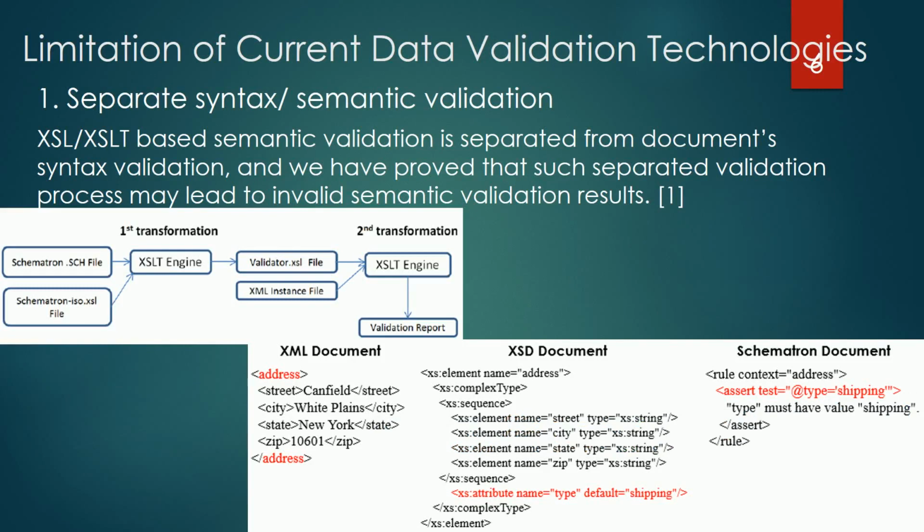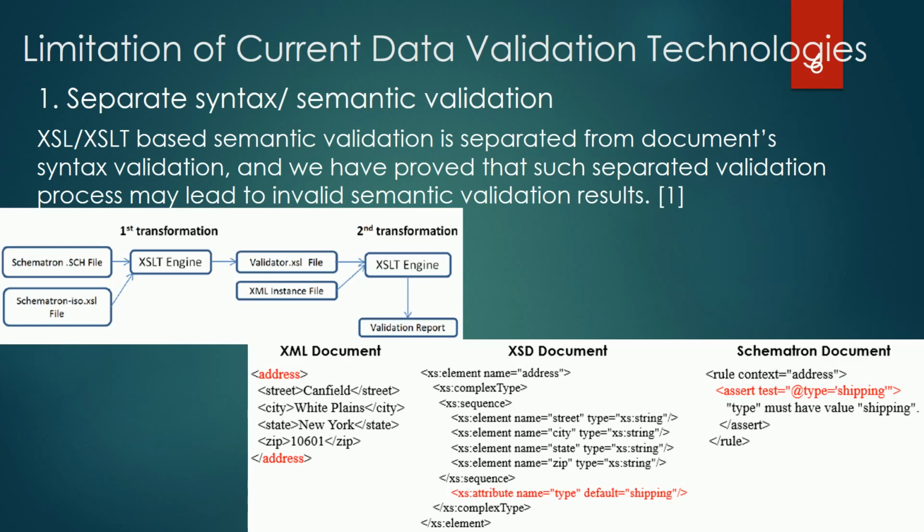The first limitation is separate syntax and semantic validation. This figure demonstrates the XSLT-based semantic validation process, which involves two transformations. First, it transforms a Schematron document into a validating style sheet in an XSLT engine. Then, it executes the validating style sheet in the XSLT engine to perform validation for the XML document and generate a final report. Clearly, syntax validation is not part of Schematron validation.